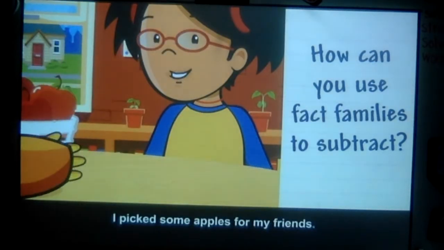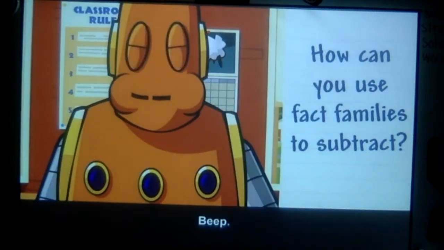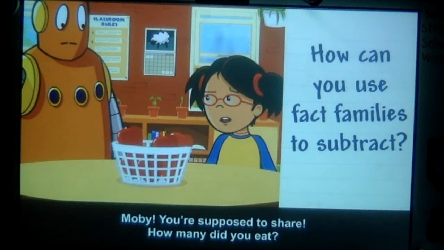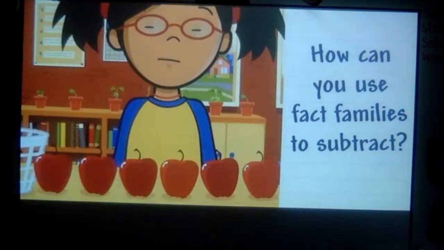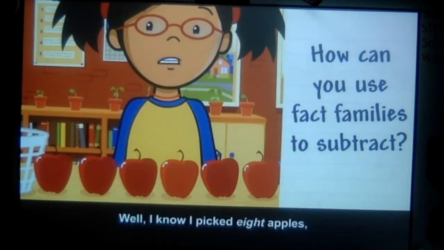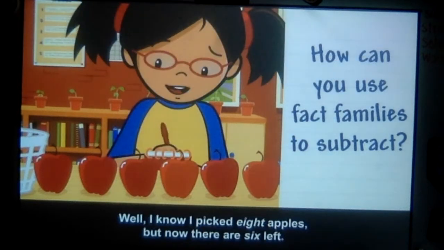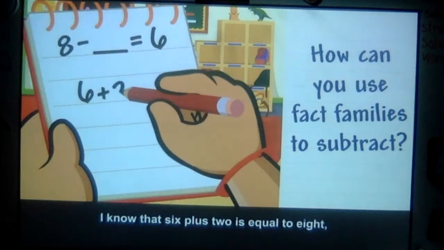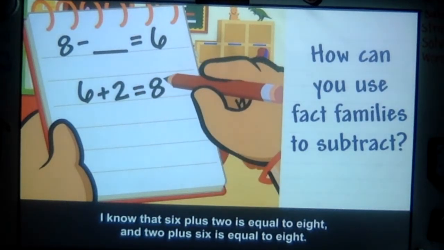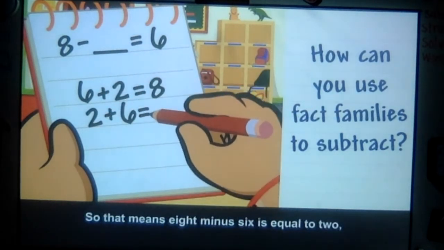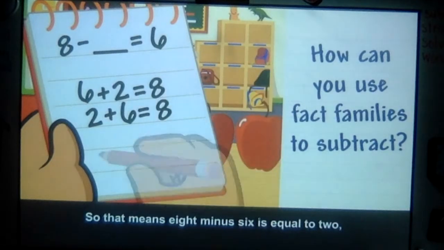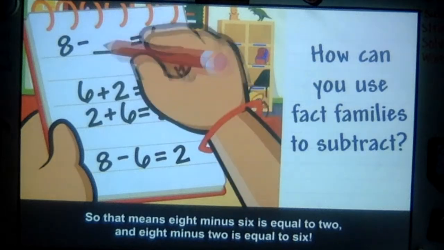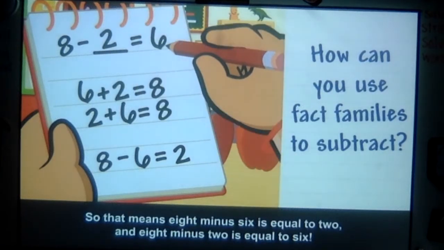I picked some apples for my friends. Moby, you're supposed to share. How many did you eat? Well, I know I picked 8 apples, but now there are 6 left. I know that 6 plus 2 is equal to 8, and 2 plus 6 is equal to 8. So that means 8 minus 6 is equal to 2, and 8 minus 2 is equal to 6.